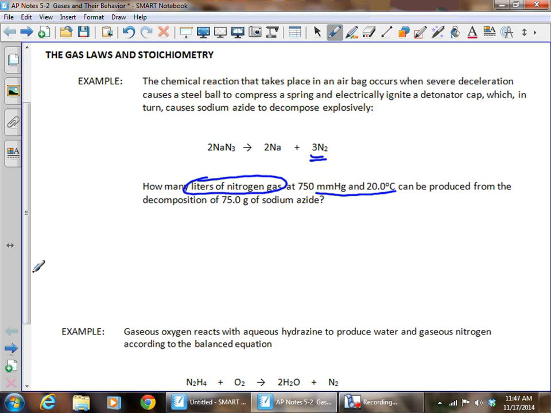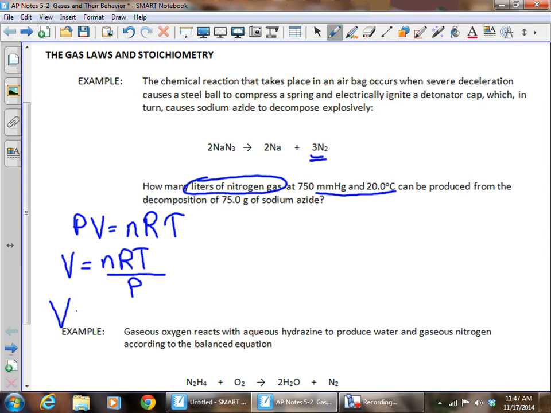So I can just assume that I'm going to be using the ideal gas equation to find this, since we're dealing with a gas that is not at STP. It's not at 760 millimeters of mercury and 0 degrees Celsius. So we're going to need the ideal gas equation to solve this. So we start that out. We know that PV equals nRT, and we're solving for volume, so that becomes V equals nRT over P.